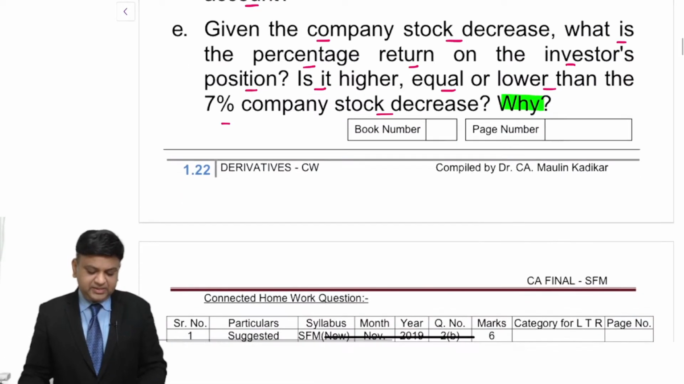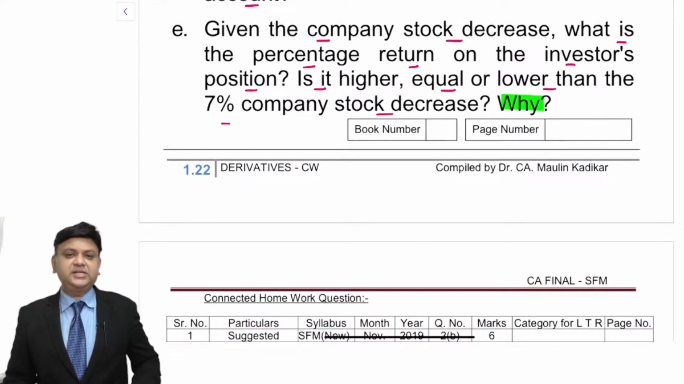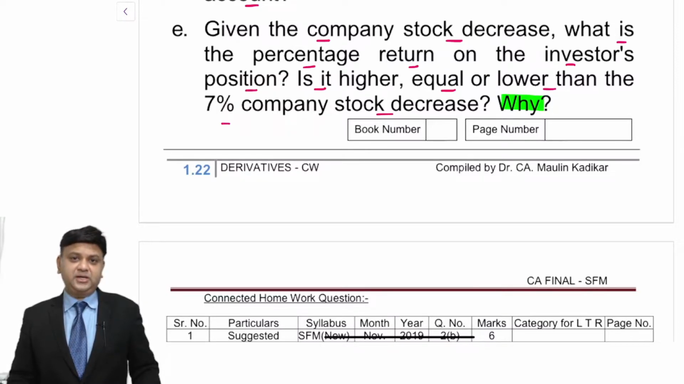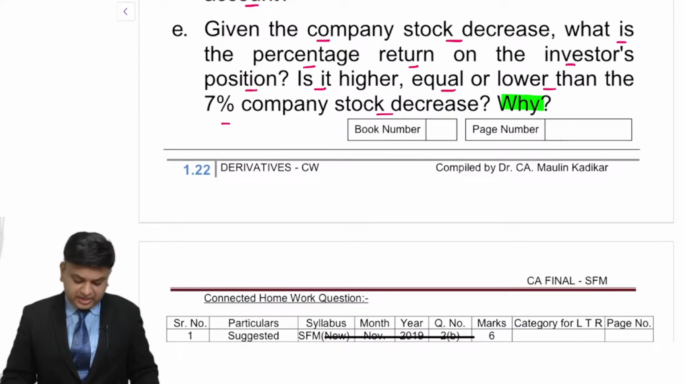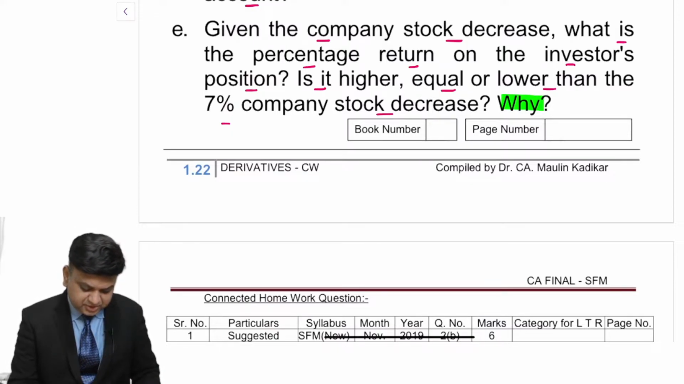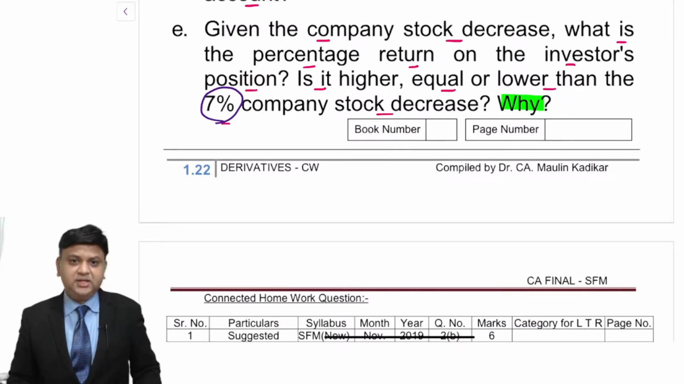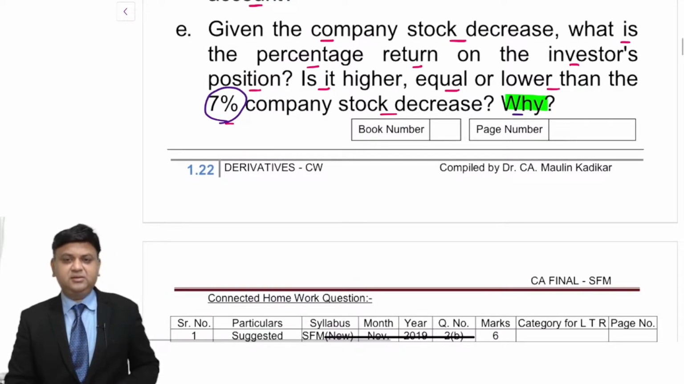What does it mean? It means that if at all a trader has taken a long position in futures market and the price of the security declines, on the very next day, if at all he squares off his position, means he is entering into the reverse of the original futures contract. With that, the gain or loss that he is going to have is 7% or more than that or less than that. That is a question. And whatever the answer you give, for that you are required to give the reason.